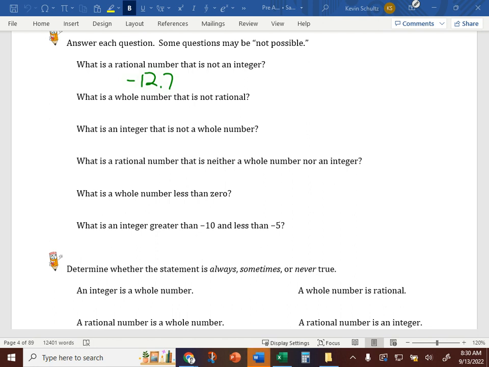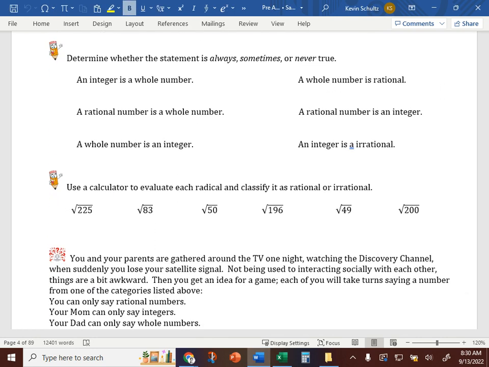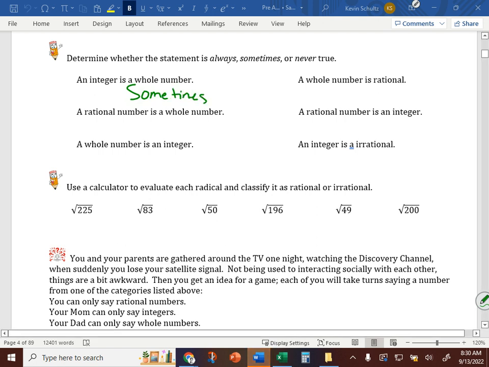Then the next one, determine whether the statement is always, sometimes, or never true. An integer is a whole number. Is an integer always a whole number, sometimes a whole number, or never a whole number? It can be. So sometimes an integer is a whole number. Okay, sometimes it is.